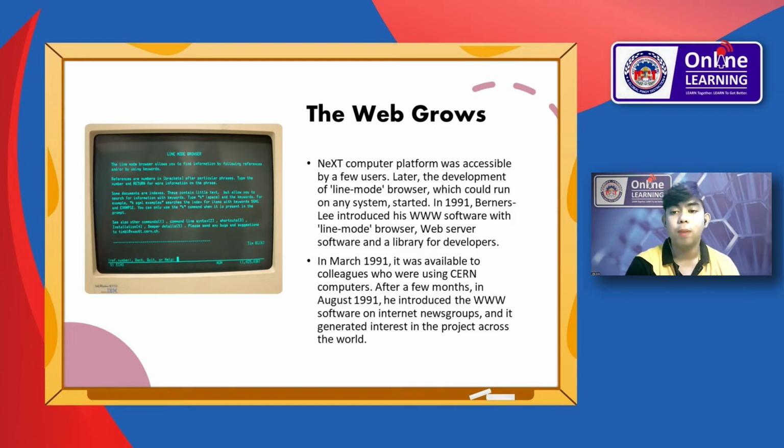Later, the development of a line mode browser which could run on any system started in 1991. Tim Berners-Lee introduced his triple W software with a line mode browser, web server software, and a library for developers. In March 1991, it was available to colleagues who were using CERN computers, and after a few months, in August 1991, he introduced the triple W software on internet newsgroups, and it generated interest in the project across the world.